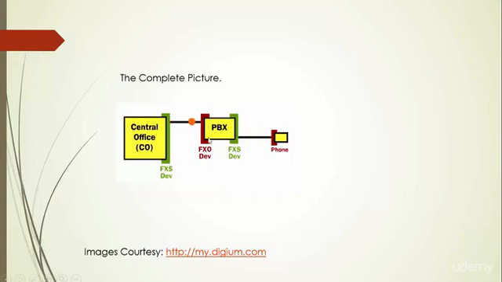The port which is facing towards the phone company is called an FXO port, or FXO, and the one which is connected to the analog phone or a fax machine is known as FXS. I hope you understand this.